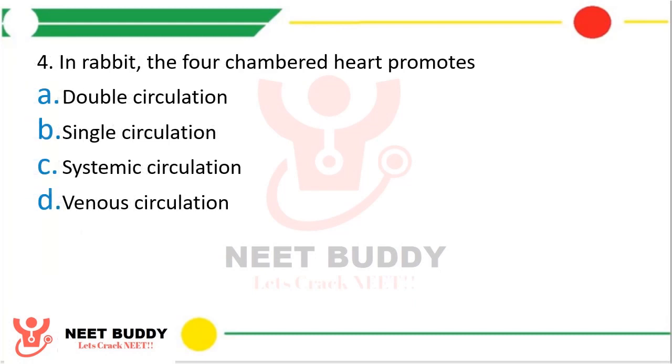Question number 4. In rabbit, the four-chambered heart promotes option A, double circulation. Option B, single circulation. Option C, systemic circulation. Option D, venous circulation. The correct answer is option A, that is double circulation. And what does the double circulation comprise of? Right, the pulmonary circulation and the systemic circulation.